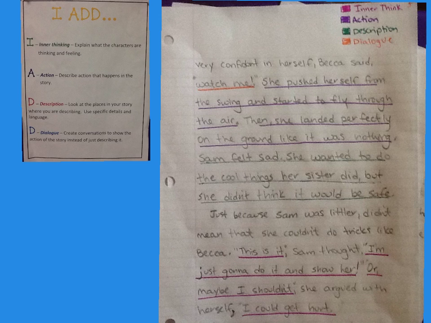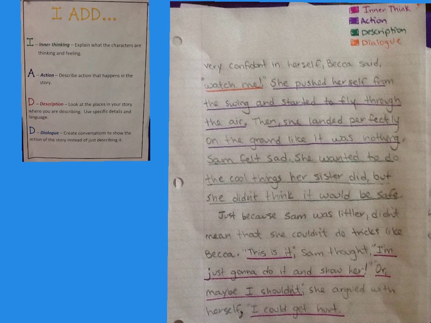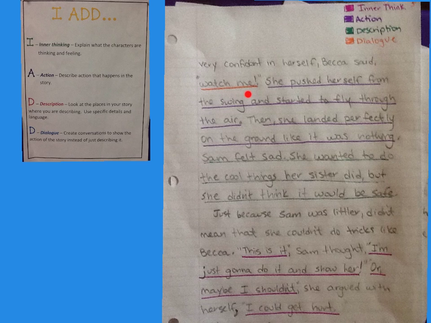So here, this part said, Becca said, "Watch me." I noticed that was dialogue, so I underlined it in orange. She pushed herself from the swing and started to fly through the air. Then she landed perfectly on the ground like it was nothing. So there I noticed that was action happening, and I know action was purple, so I underlined that in purple.